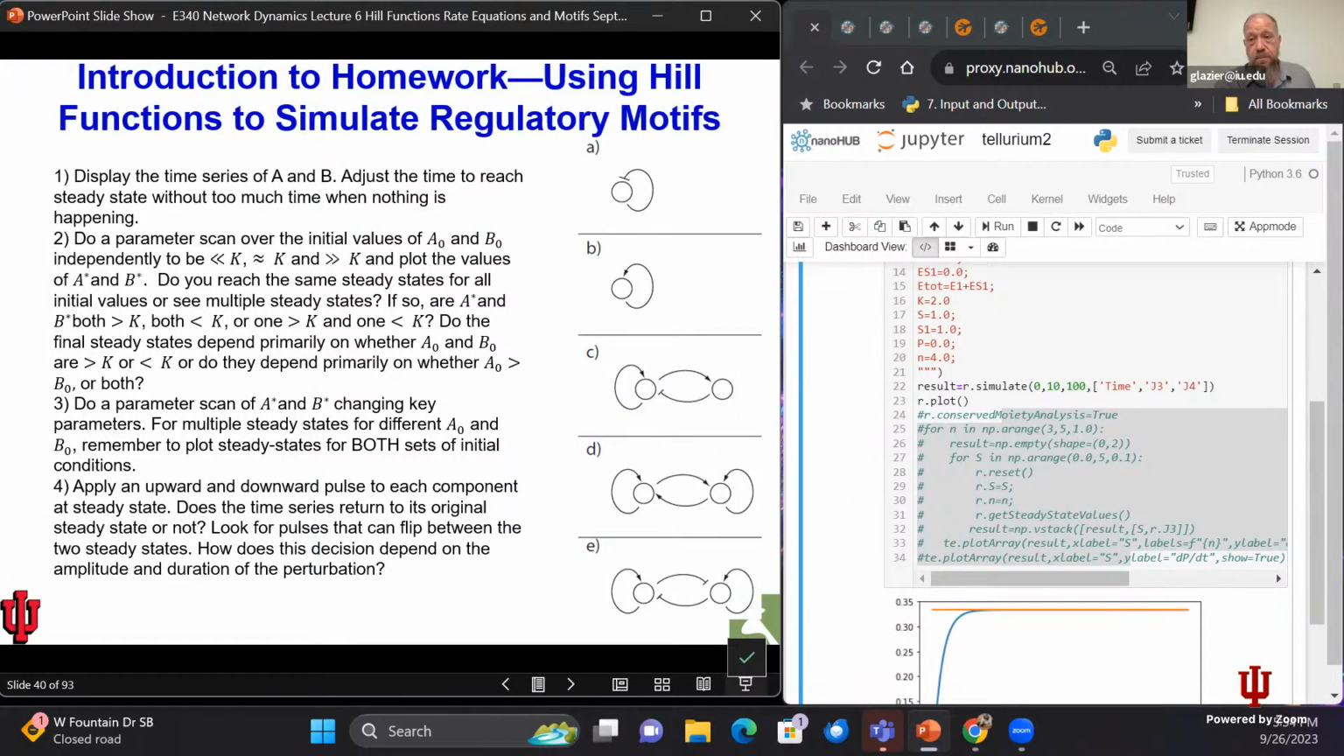I'm going to introduce the Hill function in the context of solving a problem, which is going to be one of the homework problems that we're going to assign. And so the homework problem will look like this, and we're going to solve problem B, subproblem B in the homework.